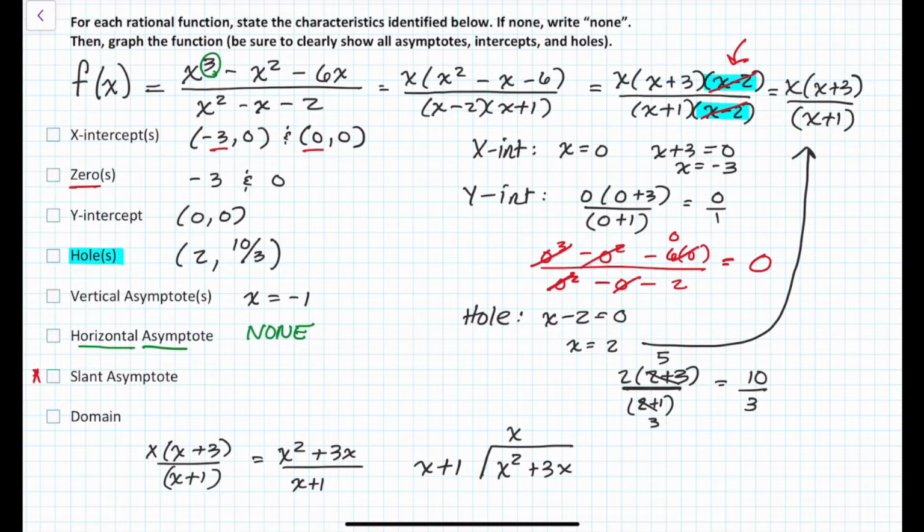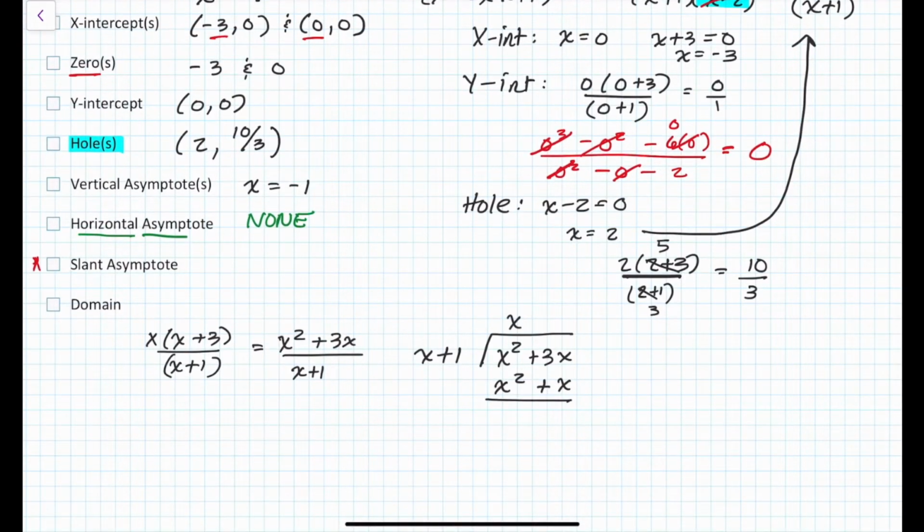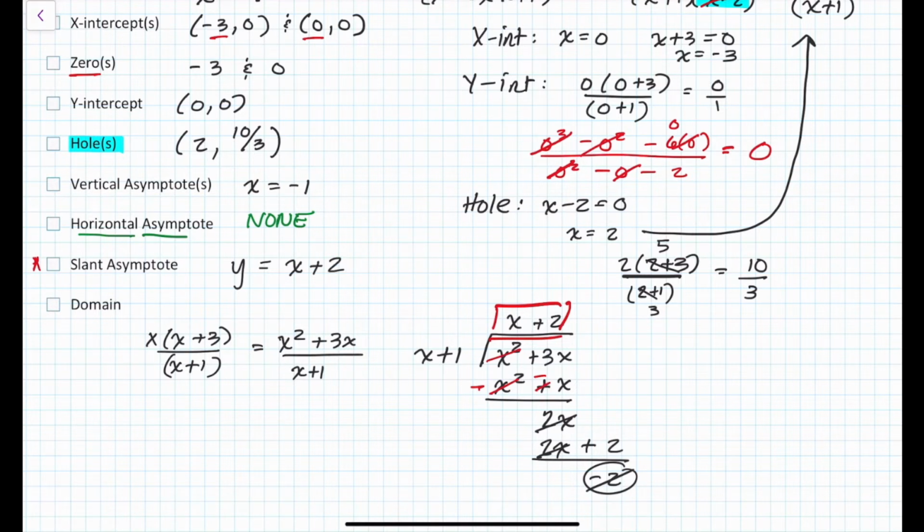So x goes into x squared x times. So we'll multiply that. And then remember, I'm subtracting those. So x squared minus x squared, that'll cancel out. 3x minus x, I get 2x. And then x goes into 2x 2 times. And remember, once I've multiplied 2 times x, those will cancel out. That remainder doesn't matter. So all I really care about is that x plus 2, and that will become the equation of the line that is my slant asymptote in this case.